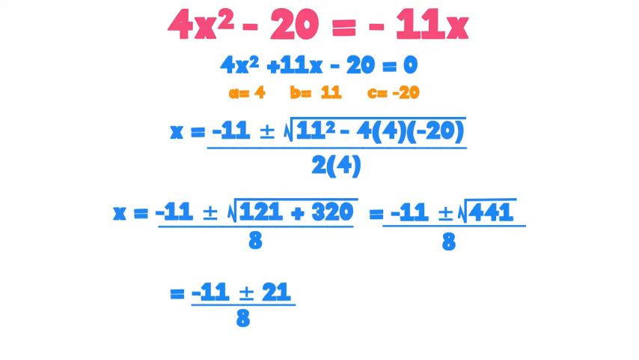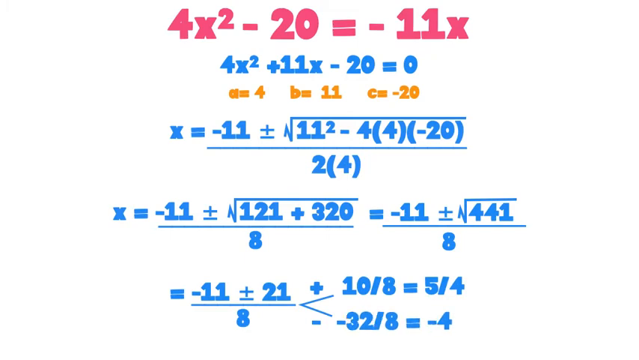At this point, I've done all the simplifying I can. Now I can break my answer up into the plus and the minus. I'm going to say, what is negative 11 plus 21 divided by 8? And that's 10 over 8, which reduces to 5 over 4. Then I'm going to say negative 11 minus 21 over 8, which is negative 32 over 8, which then reduces to negative 4. Those are my two x-intercepts.